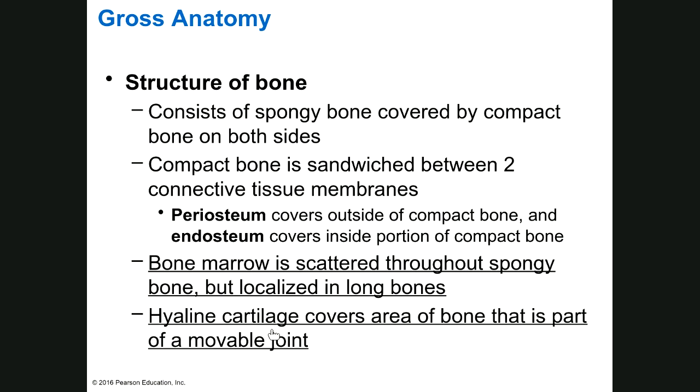Now, of course, hyaline cartilage is going to cover any area of a bone that is associated with a joint. That means you're going to find hyaline cartilage, for example, at the ends of your long bones where you find joints, because that hyaline cartilage gives a smooth surface on the ends of those bones, so that movement is easier.